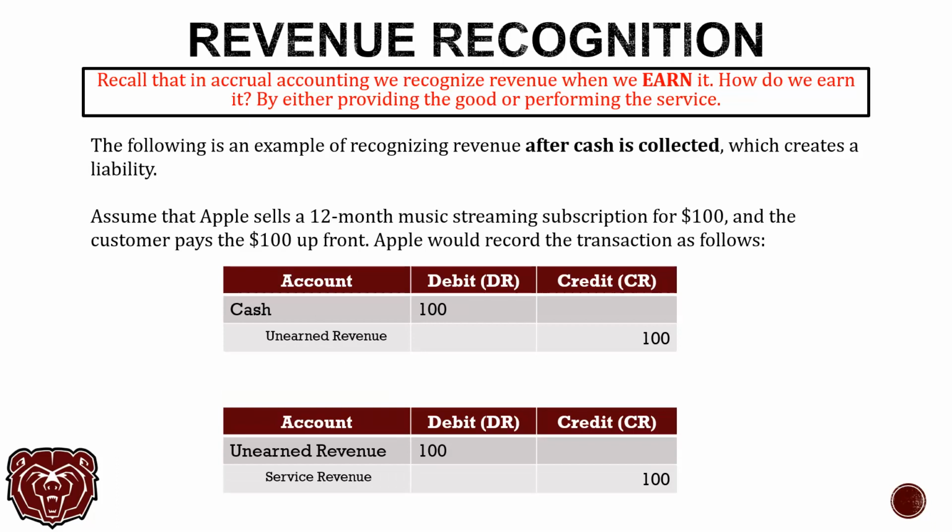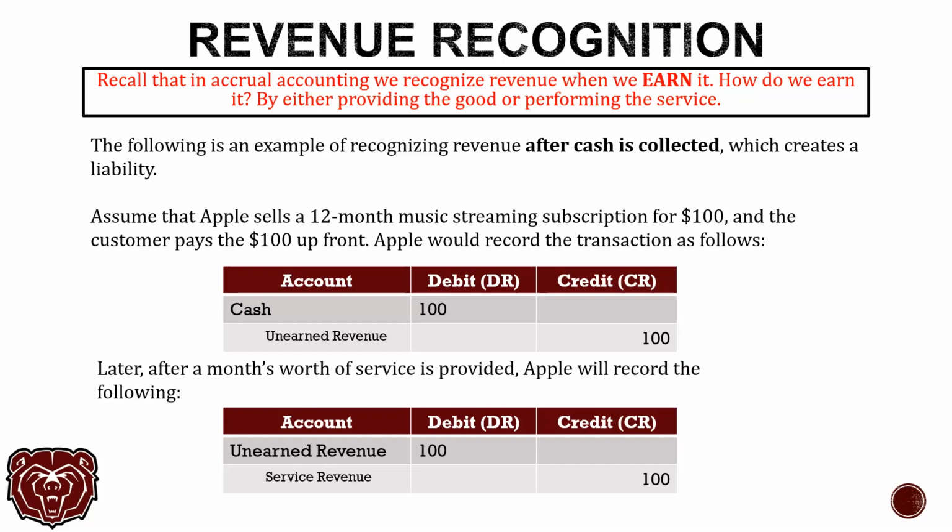So let's talk about recognizing revenue after we collect the cash. Okay. This creates a liability for us. This is that unearned revenue liability. So let's assume that Apple sells a 12-month music streaming subscription for $100. The customer pays them $100 up front. Apple's going to record the transaction as follows, right? So they're going to increase cash with a debit. That increases the asset. They're going to increase unearned revenue with a credit. That is the liability, okay?